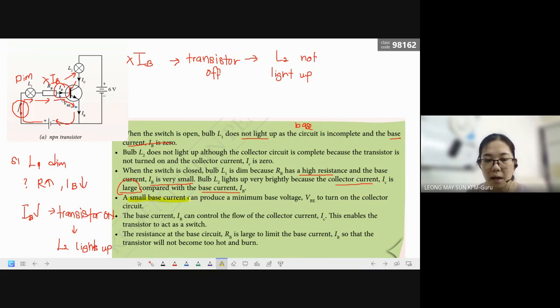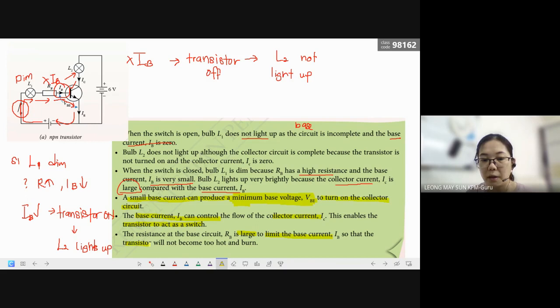A small base current can produce minimum base voltage to turn on the collector circuit. I notice this time they actually add in the words minimum base voltage here. So this is one keyword that you must have when you explain. When the base current is small, the base voltage is minimum but enough to turn on the collector circuit. So this is how base current controls the flow of the collector's current and enables the transistor to act as a switch.